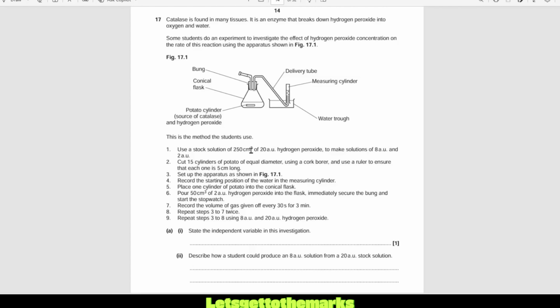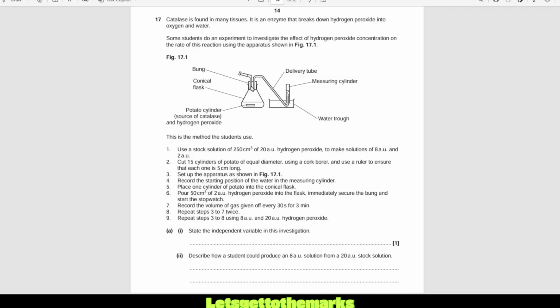Use a stock solution of 250 cm³ of 20 arbitrary units hydrogen peroxide to make solutions of 8 AU and 2 AU. Cut 15 cylinders of potato of equal diameter using a cork borer and use a ruler to ensure that each one is 5 centimeters long. 3. Set up the apparatus as shown in 17.1. Record the starting position of the water in the measuring cylinder. Place one cylinder of potato into the conical flask. Pour 50 cm³ of 2 AU hydrogen peroxide into the flask.